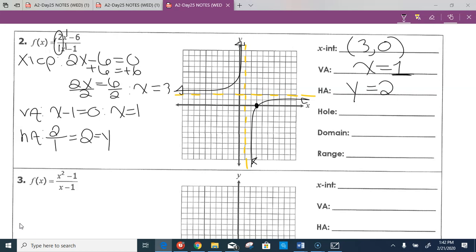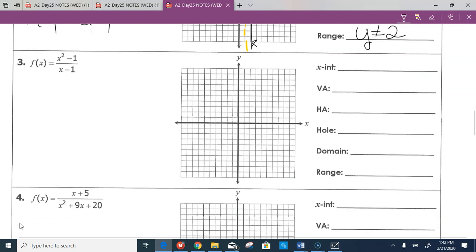All right, do we have any holes? Well, there are no common factors, so no, we do not. Our domain is every x value except when x equals positive 1, and our range is every y value except when y equals positive 2, the asymptotes, because those graphs never make contact at that point.